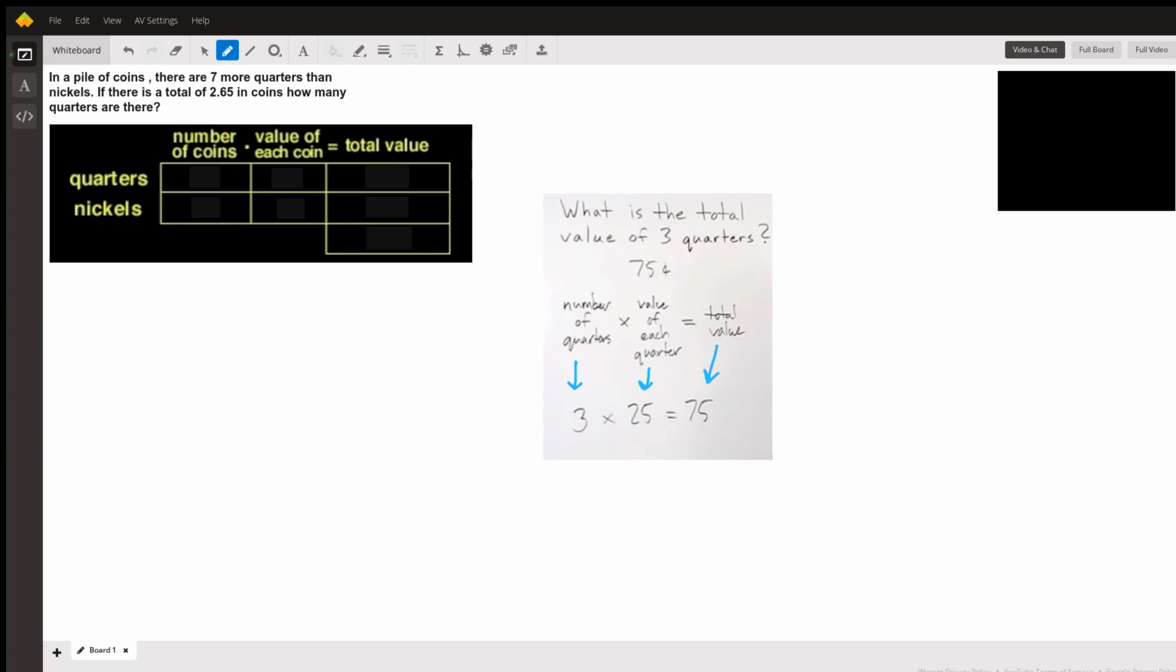So same concept, but it's going to be using the total value formula. So let's just get rid of this, so we're going to have a little bit more room to do our work.